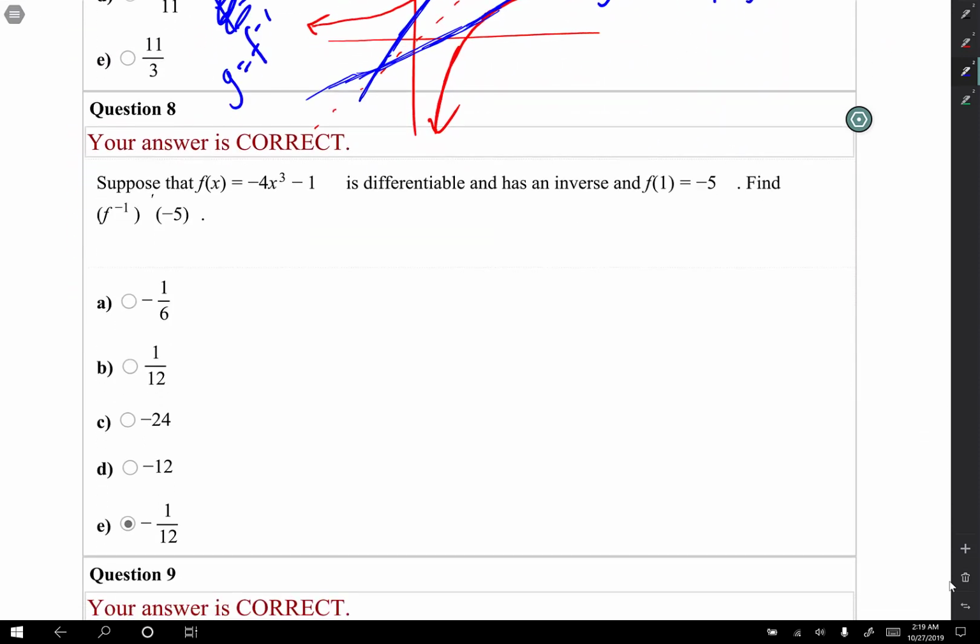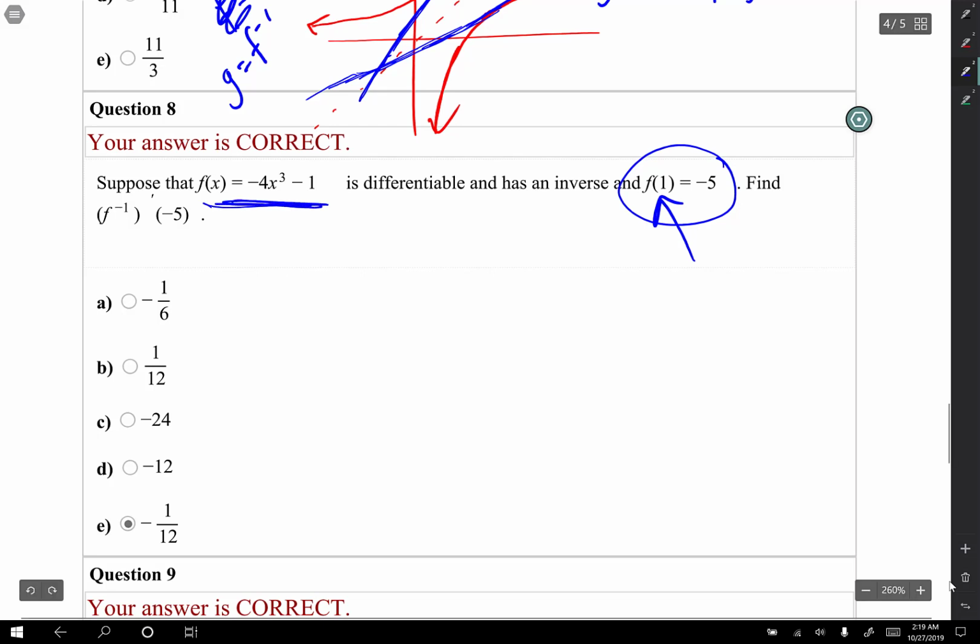Suppose that f of x equals negative 4x cubed minus 1 is differentiable and has an inverse function. Find the derivative of the inverse at negative 5. Again, I'm going to be focused on this 1 there. If I want the derivative at negative 5, I'm not going to find the inverse function, guys. You can if you want to, but sometimes it's cumbersome. Just take the derivative of this function.